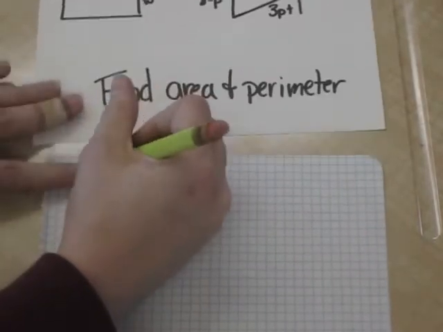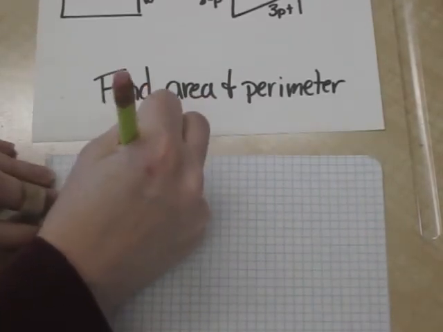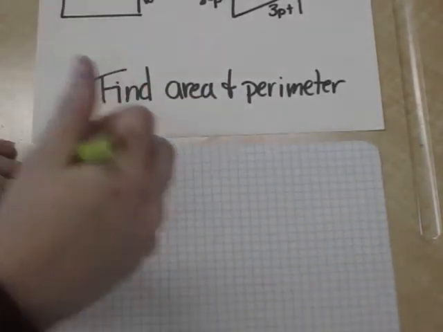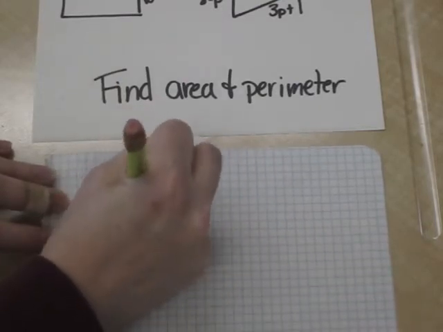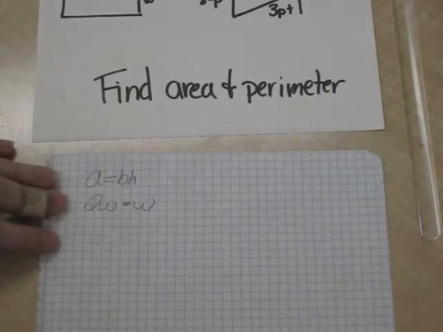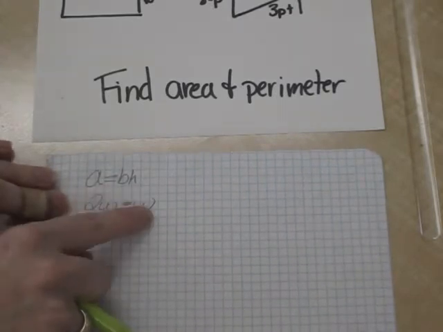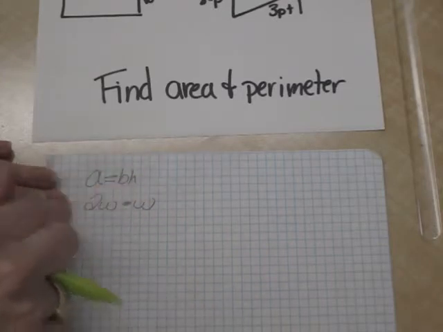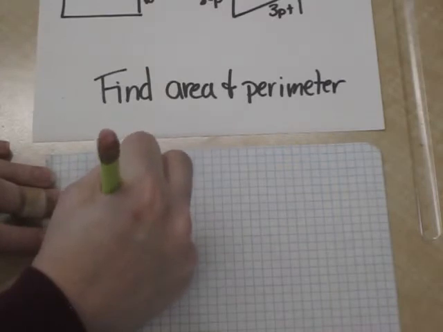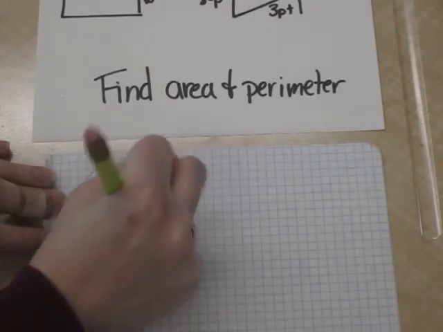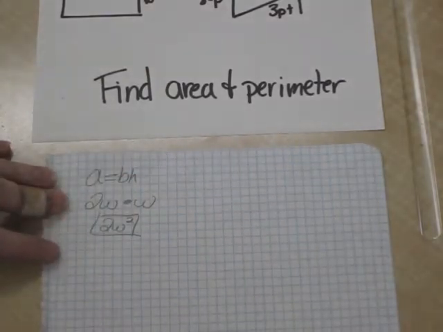Area equals base times height. So in this problem I've got 2w times w. Okay? So if I have 2w times w, well, w times w is going to be squared. Whenever you multiply the same number together, you raise it to a power. So then you end up with 2w squared, and that's our final answer.